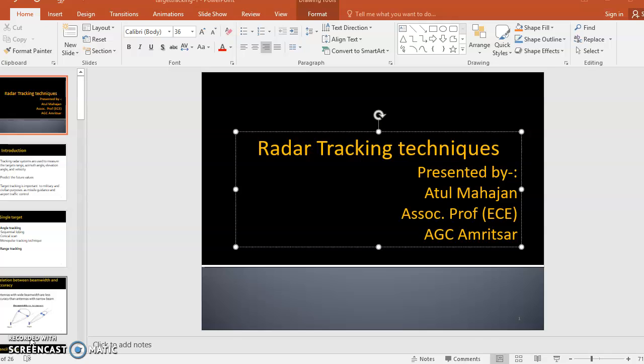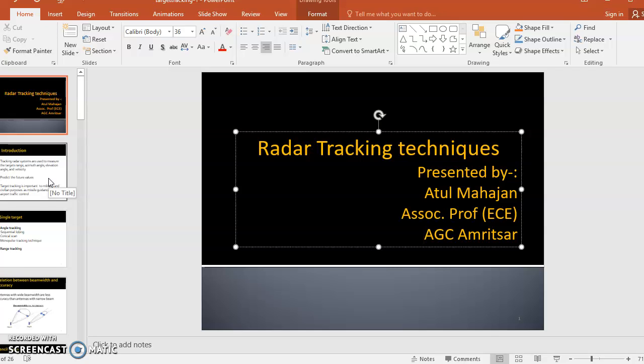And in this lecture we are going to visualize and study how radar is basically used for tracking targets. Tracking means how to find a way to reach a target. That is the main purpose of today's presentation, and we're going to visualize this in today's lecture.